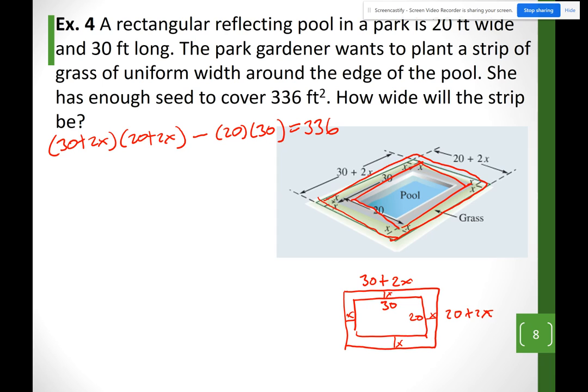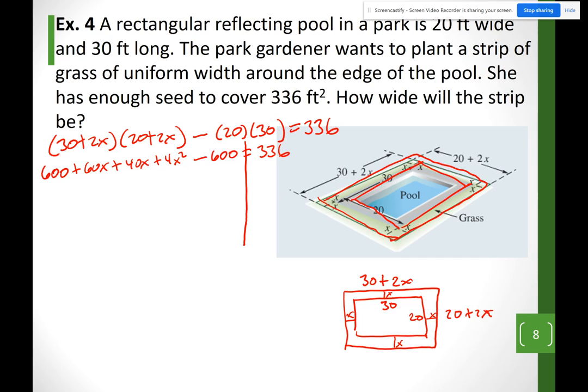Okay, the way I'm going to do this, let me get rid of parentheses. Let me distribute the 30. So that gives me 600 plus 60x plus 40x plus 4x squared minus 600 is equal to 336.